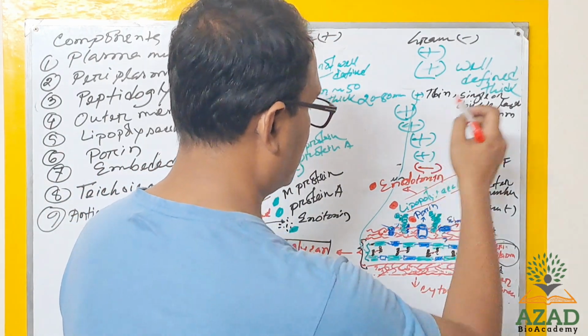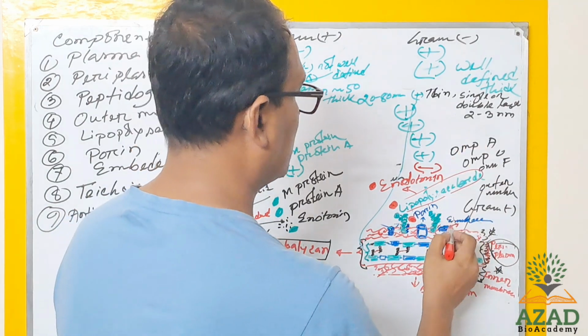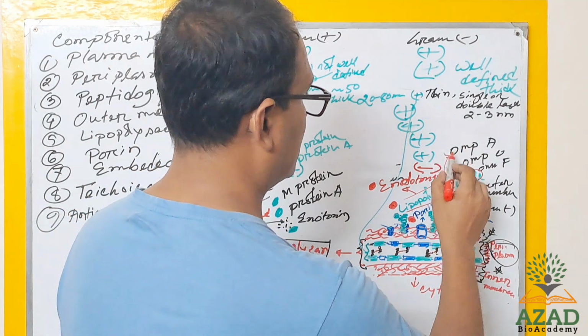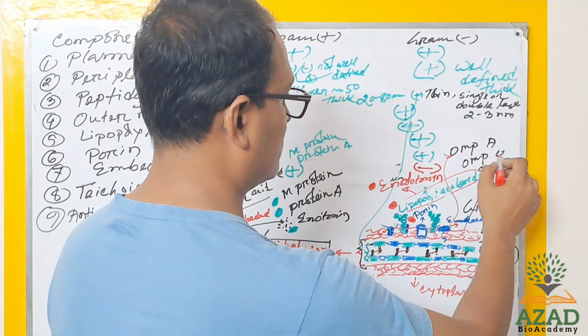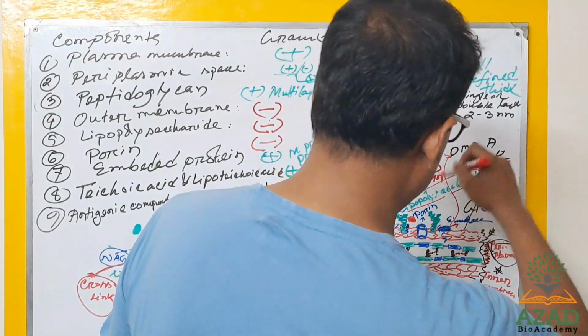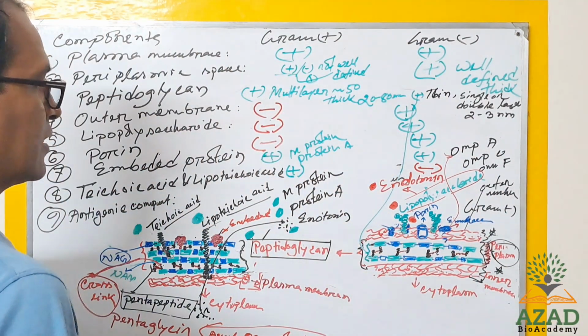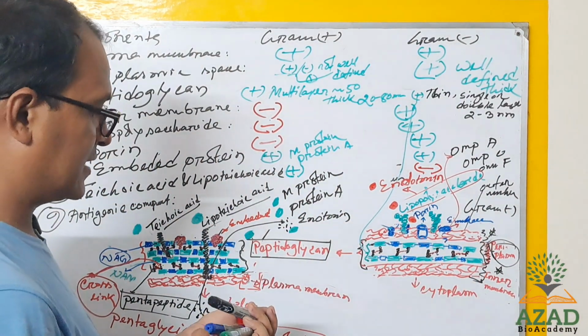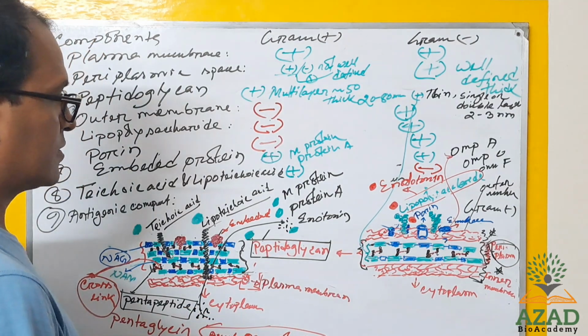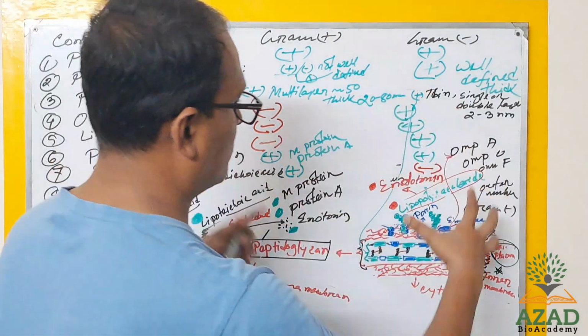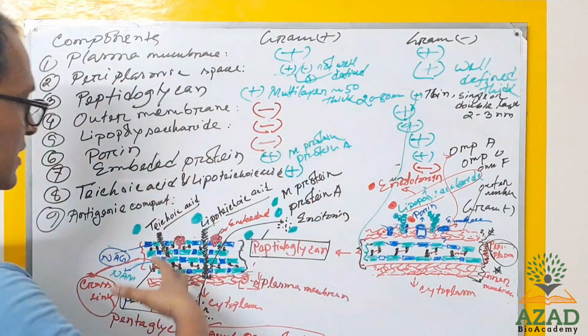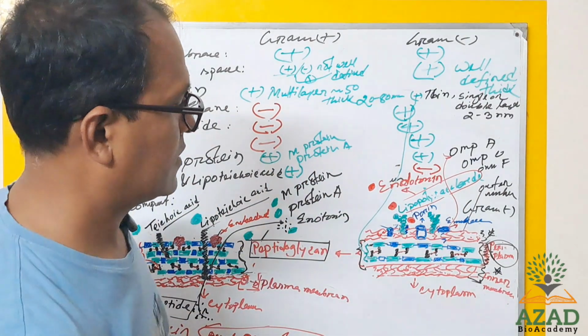I already discussed that: OmpA, that is outer membrane protein A, and outer membrane protein C and F. These are the embedded proteins, which can also act as antigens. So these are the antigenic components of gram-positive and gram-negative bacteria.